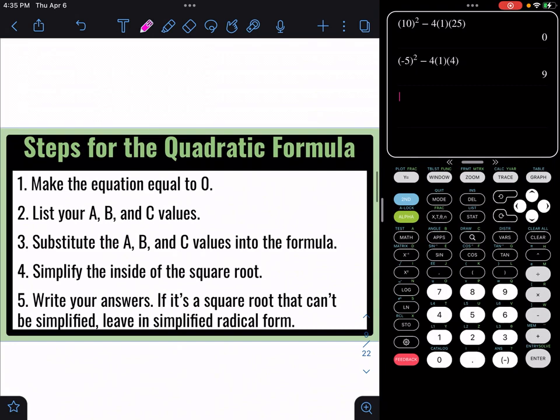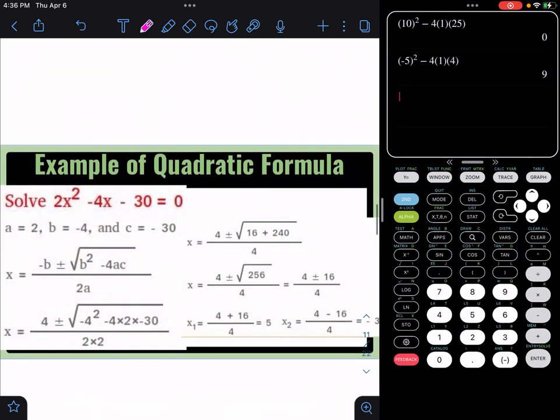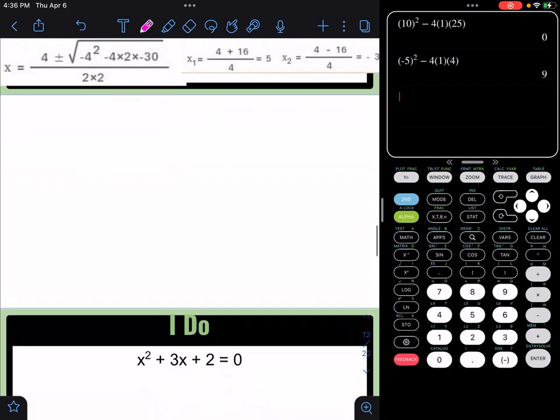So, steps for finding it. You are going to first make sure that your quadratic equation is equal to 0. Once it is equal to 0, you can list what your a, b, and c value is. Then you will substitute those into the formula. You will simplify the part that's inside of the square root and then go through it to find the most simplified radical form answer. And this is an example if you want to pause it and look at this example, but we will get into an example now.